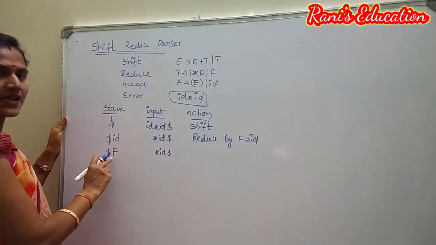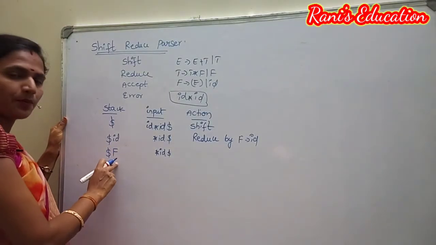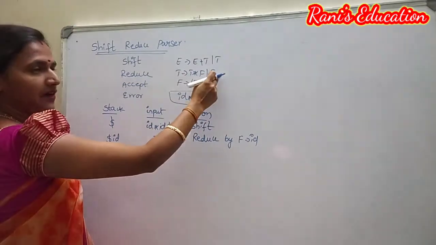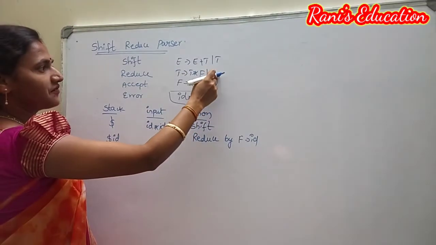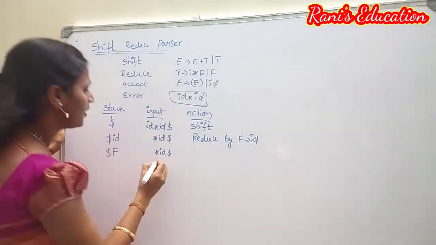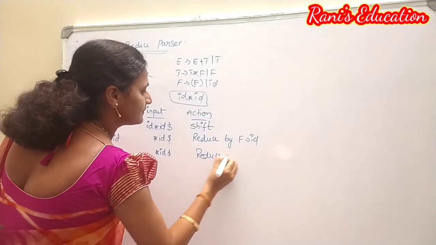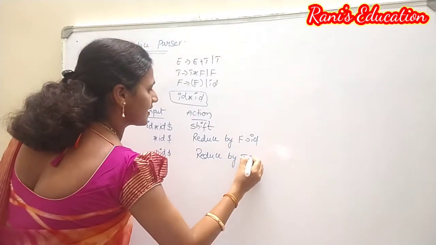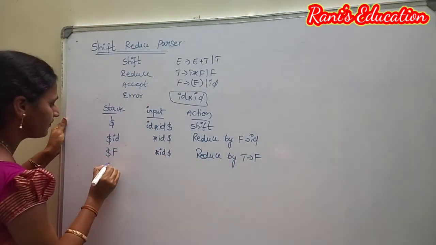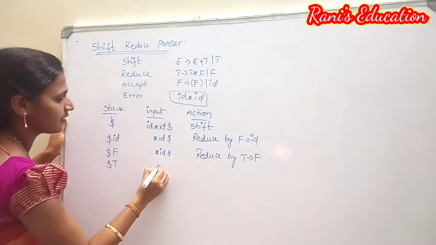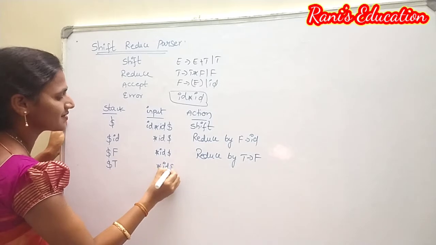Now you have to check, is there any possibility to reduce this top of the stack symbol with respect to the given grammar? Yes, we have T → F, right? That is, F is replaced by T. Reduce by T → F. Now this F is replaced with T. Then the input string remains the same.